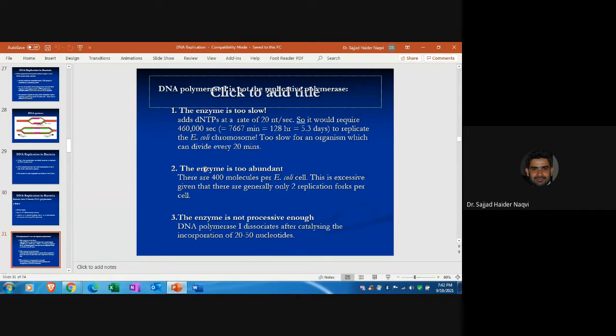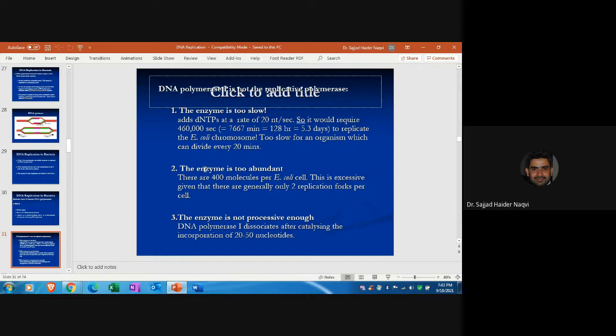And that's why we say it's too slow for an organism, because E. coli can divide every 20 minutes. So that means this DNA polymerase 1 is not doing the main function of polymerase activity, which is catalyzing the chain formation. But it does have other functions, as I said, proofreading and DNA repair and so on. The second reason why it's not the main enzyme is that this enzyme is too abundant. There are 400 molecules per E. coli cell, and this is excessive given that there are generally only two replication forks in a cell.